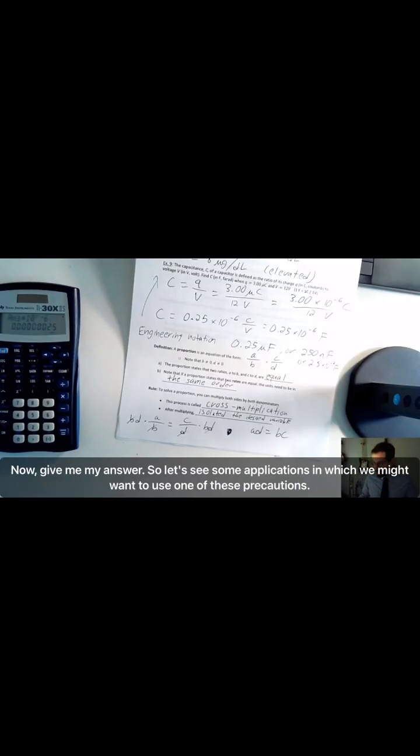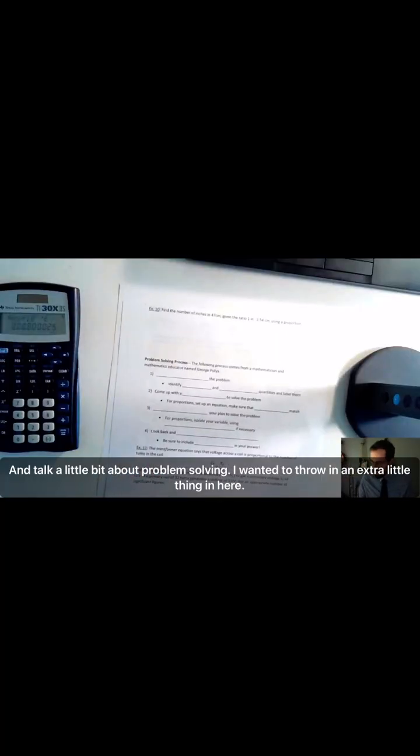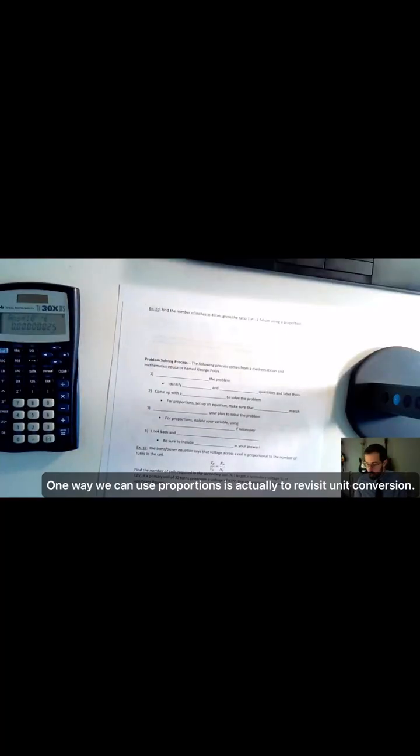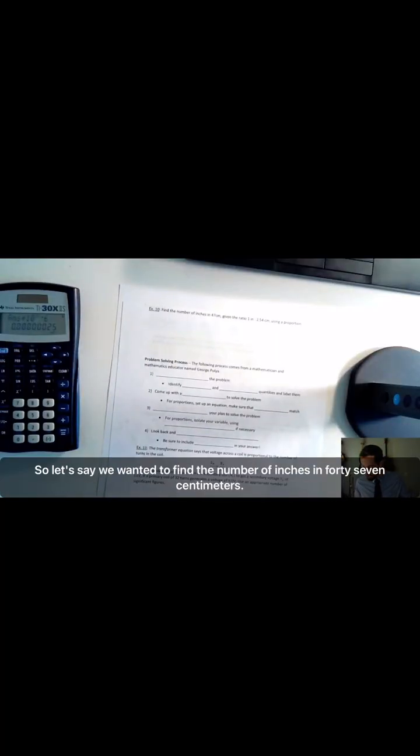So let's see some applications in which we might want to use one of these proportions and talk a little bit about problem solving. I wanted to throw in an extra little thing in here. One way we can use proportions is actually to revisit unit conversion. So let's say we wanted to find the number of inches in 47 centimeters.